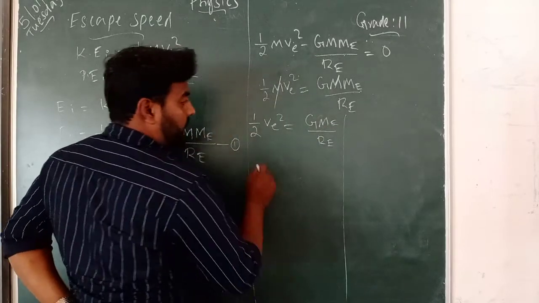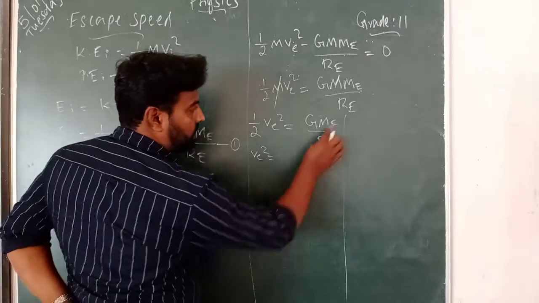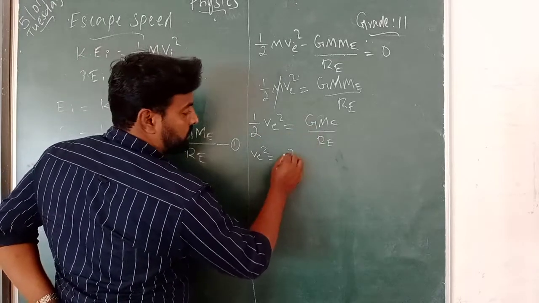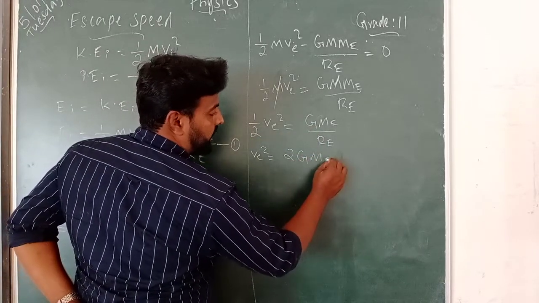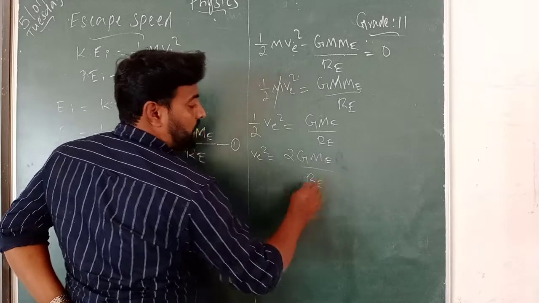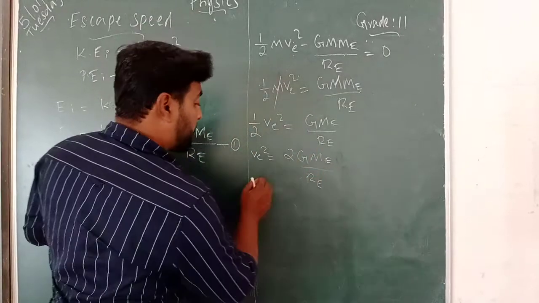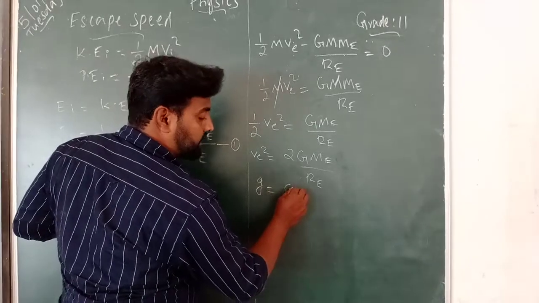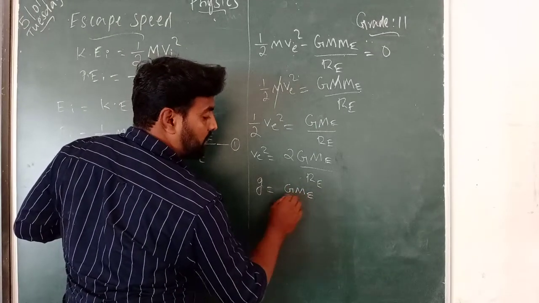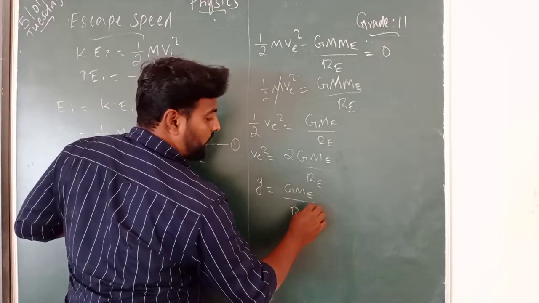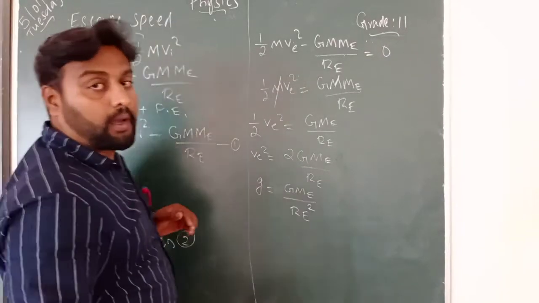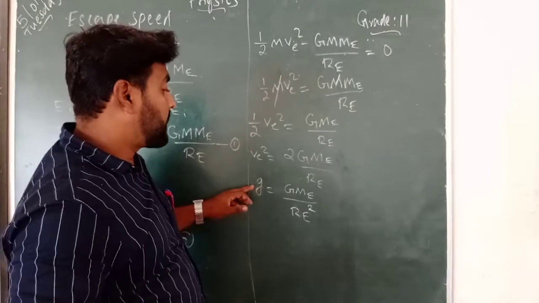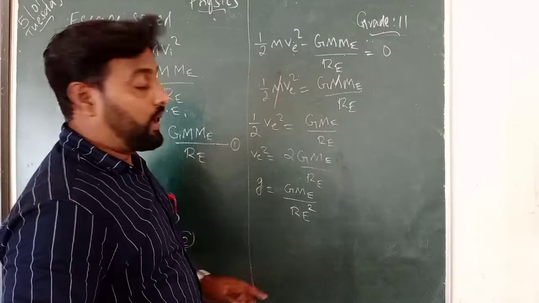Now V square is equal to, this 2 will go here, so 2GME by RE. Now we know the formula for gravitational field G is GME by RE square. So this is our formula, sorry, not gravitational potential energy, the gravitational field formula GME by RE square.